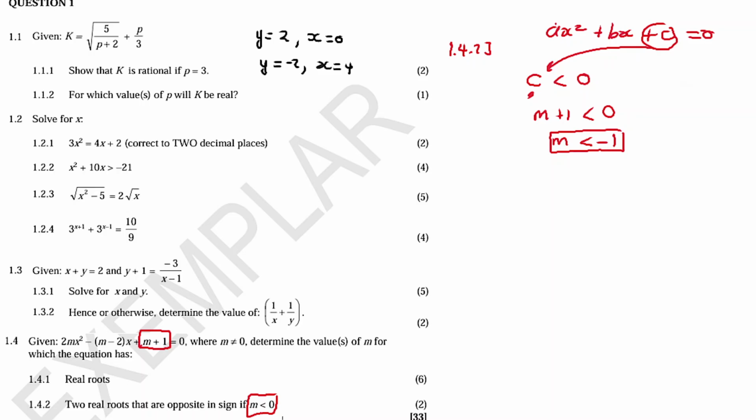Something is confusing me now. I'm getting m less than minus 1, while here we have m less than 0. Okay, let's flip this. Instead of saying less than, it was supposed to be positive. It's supposed to be greater than.